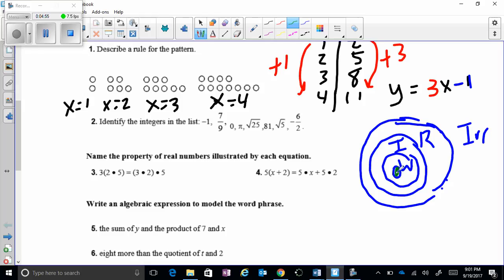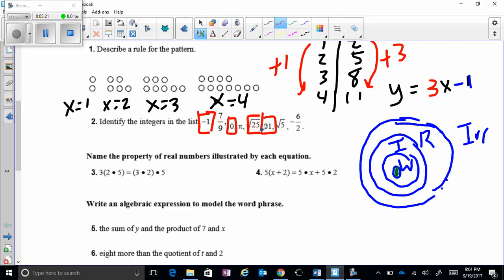Okay, so as I look at question number 2 and I ask, what are the integers? I'm going to look. Integers are the ones that don't have any fractions in them. So that would be -1. That would be 0. That would be 81. And there's a trick question there, also the root of 25, because the root of 25 is just a 5. So those would be all my integers.